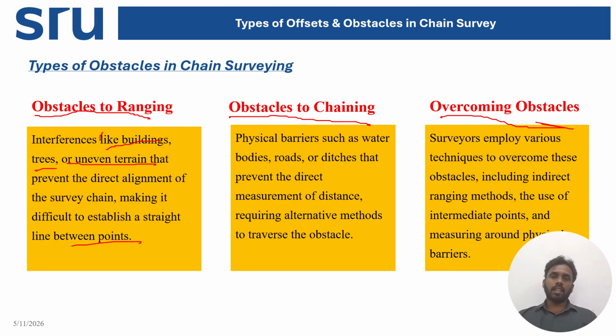Then obstacles in chaining: there may be physical barriers such as water bodies in between your survey line. There may be road structures or a ditch that prevent a direct measurement. At that time, you have to use alternative methods for your measuring. Then overcoming obstacles: the surveyor will employ various techniques, including the indirect ranging method and the use of indeterminate point measuring around physical barriers. So they can overcome these obstacles with various techniques like indirect ranging, as we said.